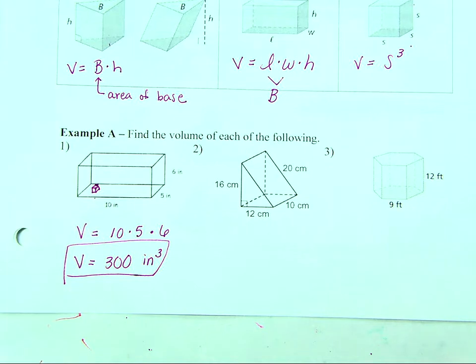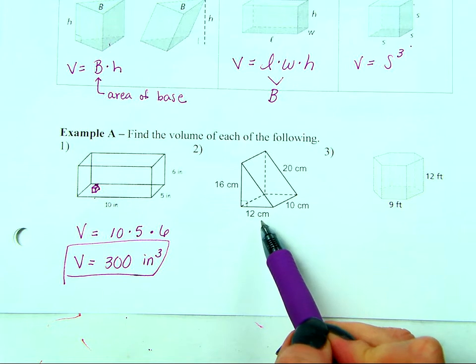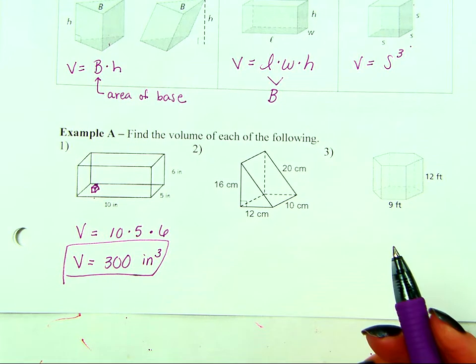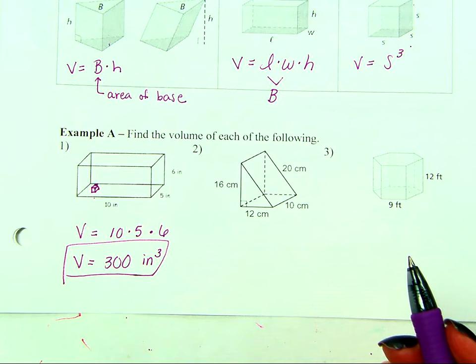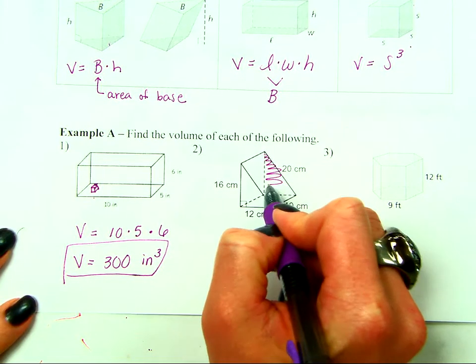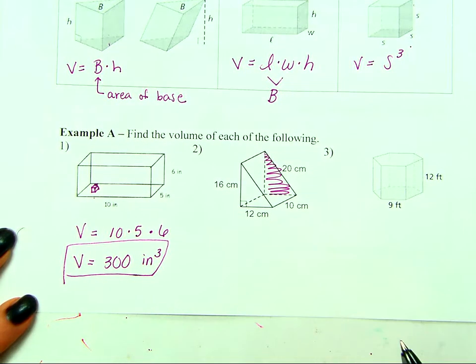Taking a look at number 2, this one can sometimes be a little bit confusing because kids will want to take the 12 and 10 as the base. But this is actually tipped on its side. This is actually a triangular prism, and so this right here is the base. The two triangles are the base. It's tipped on its side.